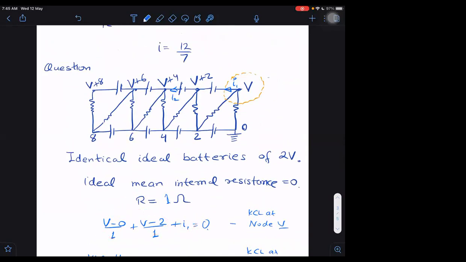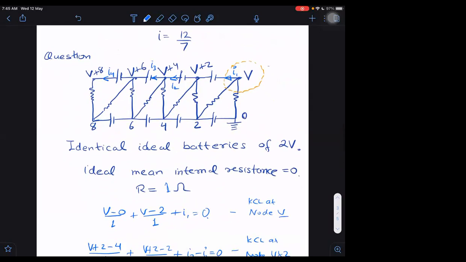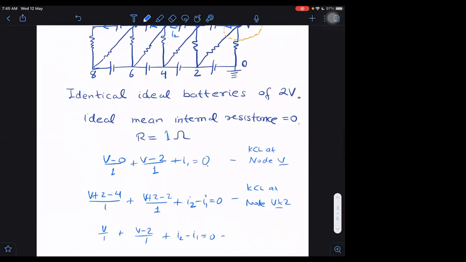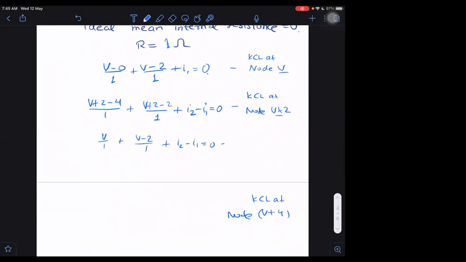Let us take the third one as I3 and the fourth one as I4. So I hope you are noticing this pattern now. Always the 2V minus 2 term remains the same. 2V minus 2 plus I3 minus I2 is equal to 0.